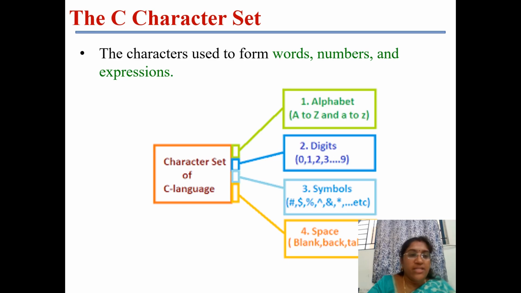C character set. The set of characters that are used for words, numbers and expressions in C is called the C character set. It categorizes the different types of characters used in C programming into four different groups. Alphabets: includes uppercase and lowercase letters used for defining variable names, function names, identifiers, etc. Digits: includes numerical digits 0 to 9 used for numeric constants, array indexing, loop counters, etc. Symbols: includes special characters like hash, dollar, percentage, power, and star, etc.